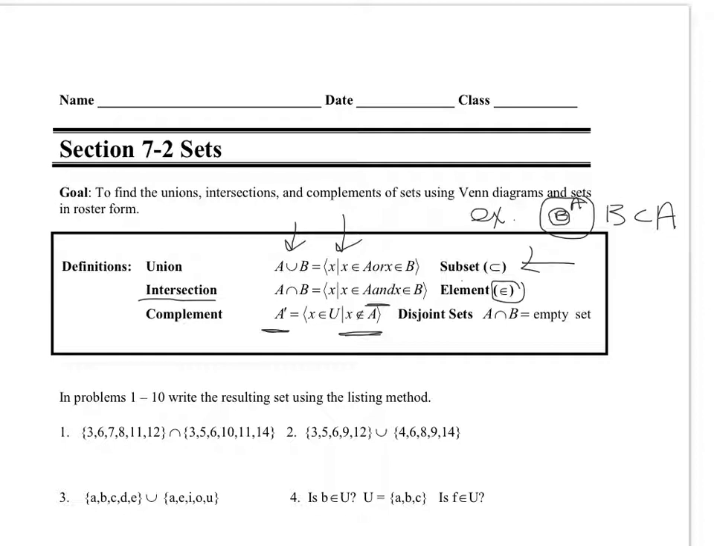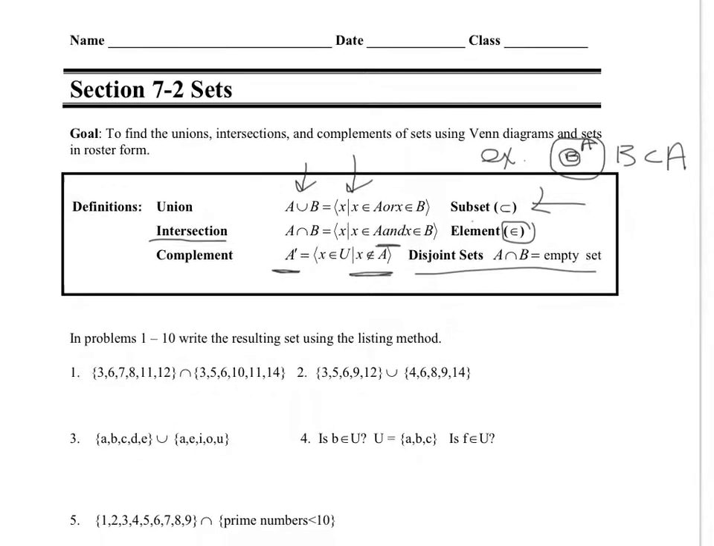And then the last thing in our definition is disjoint sets. If you have an instruction that asks you to find disjoint sets or makes a comment about sets being disjoint sets, it simply means that if you were to take the intersection of those two sets, it's the empty set. They don't overlap at all. That's what disjoint would mean.